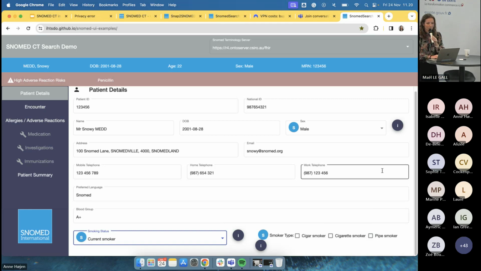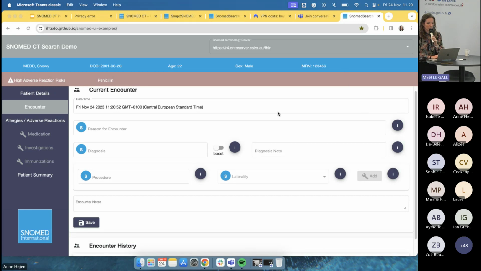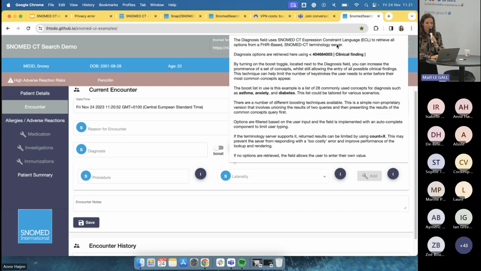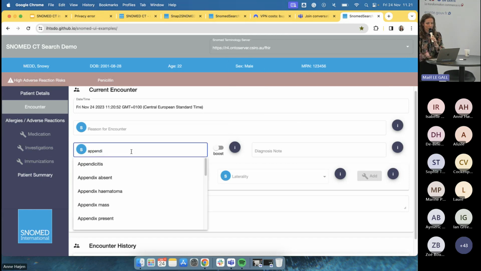Okay, so let's go to the encounter. Being aware of time, I'm not going to do a search in all of them, but let us look at the diagnosis field here. And you'll see that this field has been bound to the clinical finding hierarchy. So let us just try to say appendicitis, to stick with Ian's example from before with appendectomy. I search for appendicitis here.